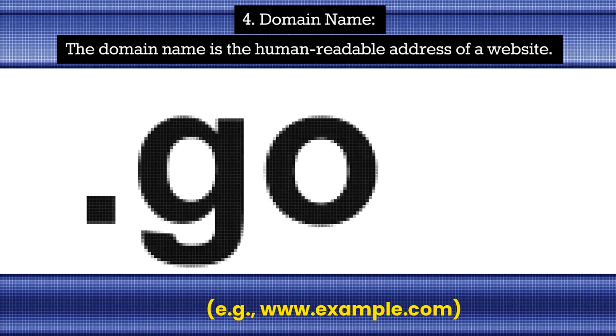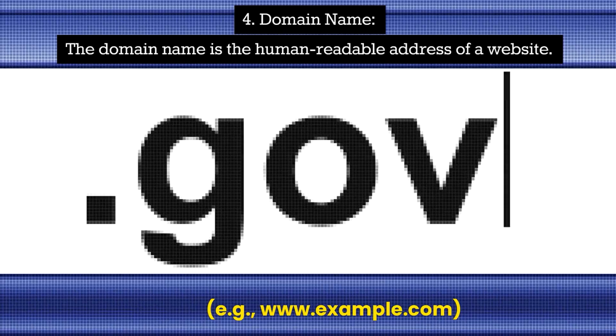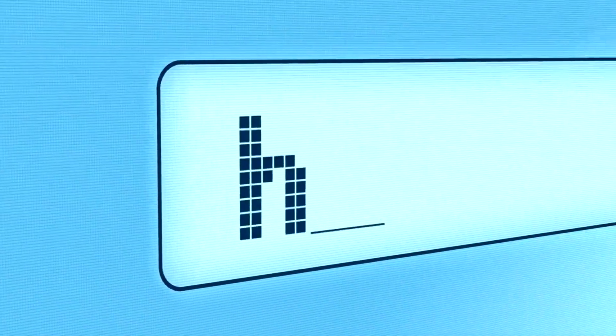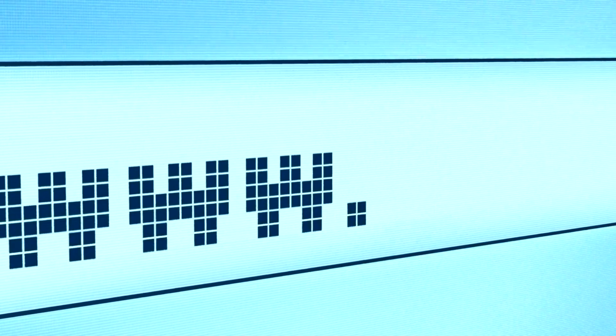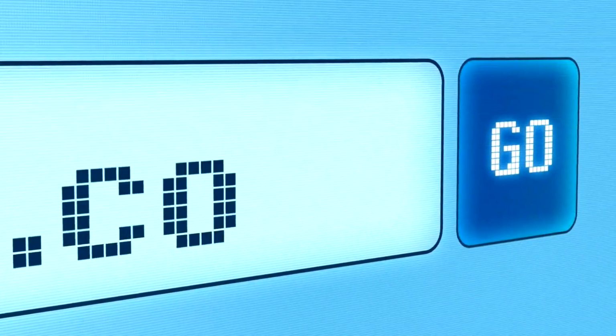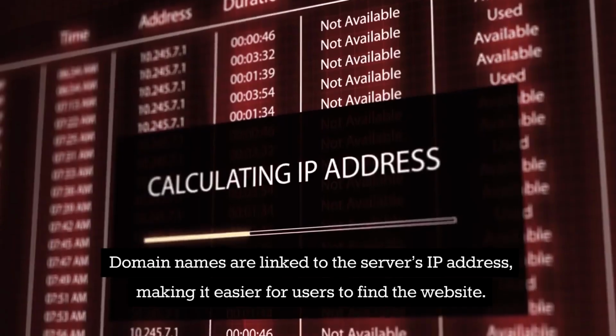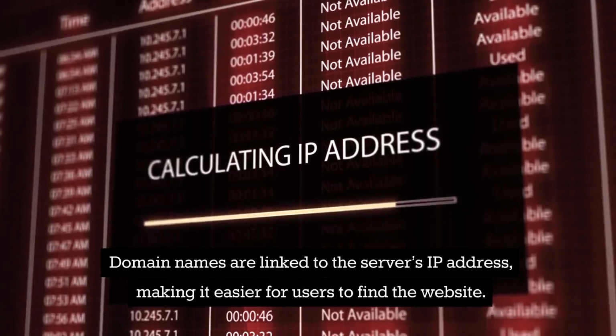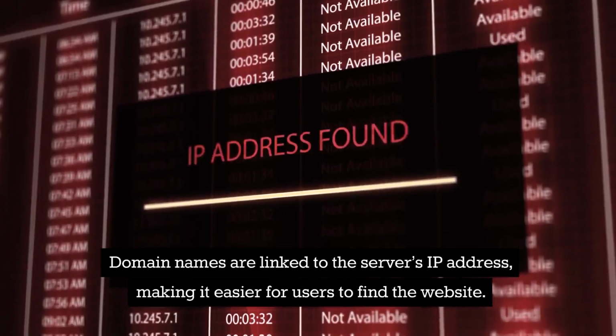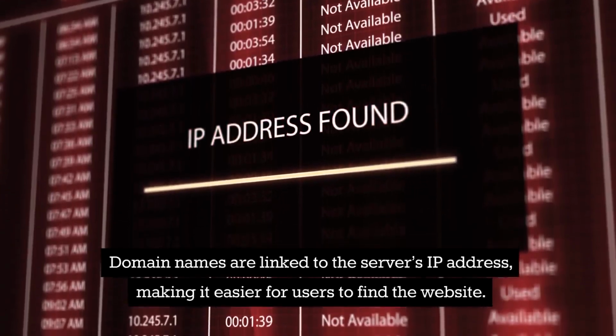Now, the next component which we will understand is the domain name. The domain name is the human-readable address of a website. It's what users type into their browser's address bar to visit the site. Domain names are linked to the server's IP address, making it easier for users to find the website.